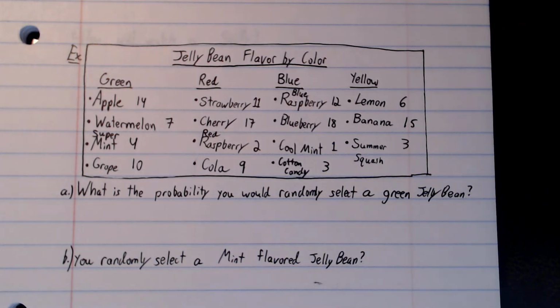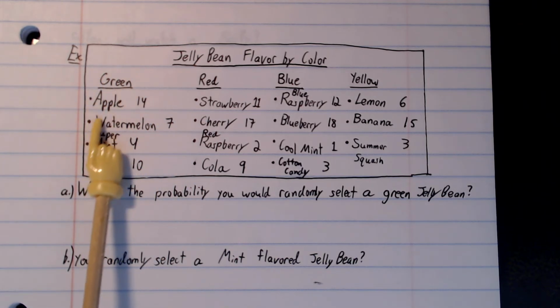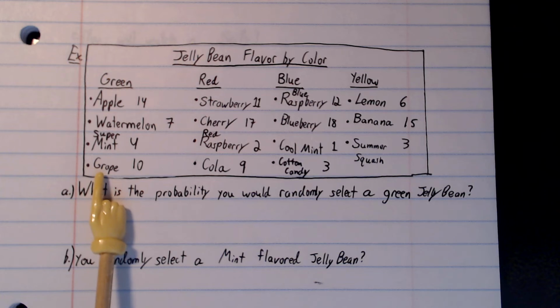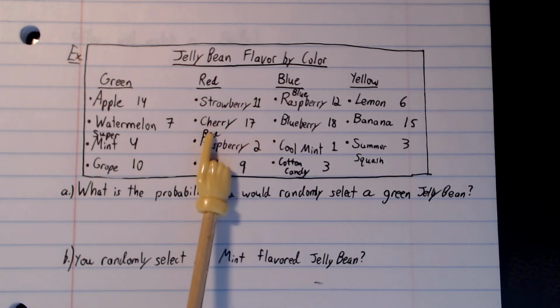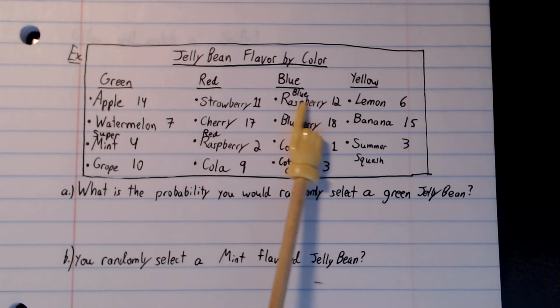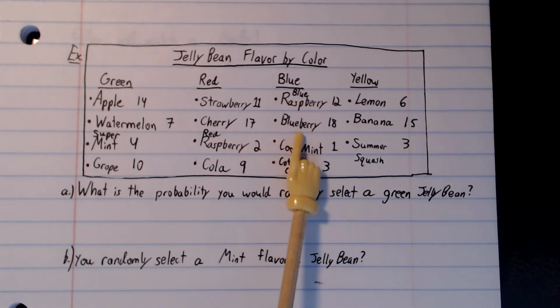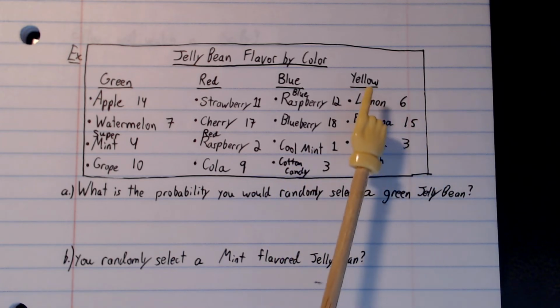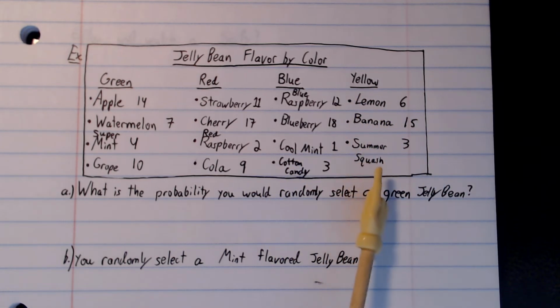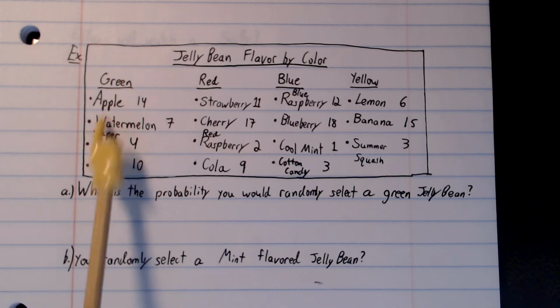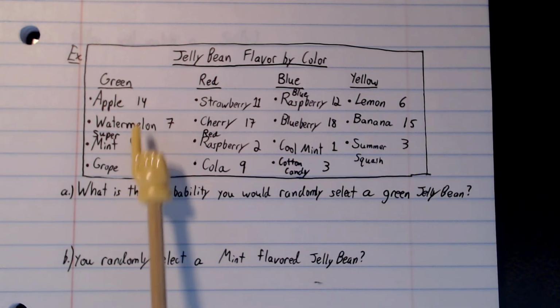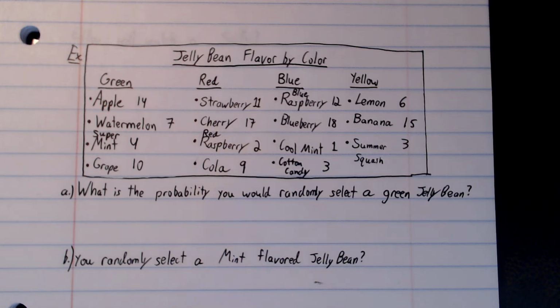So we have jelly bean flavors by color category. First you have the green category, which has apple, watermelon, supermint, and grape. You have red jelly beans, which are strawberry, cherry, red raspberry, and cola. You have the blue category, which has blue raspberry, blueberry, cool mint, and cotton candy. And finally, you have the yellow category, which has lemon, banana, and summer squash. And then you notice that in this particular bag, you have so many of each of these: 14 apple, 7 watermelon. Okay, so we have a good amount of information to work from here.